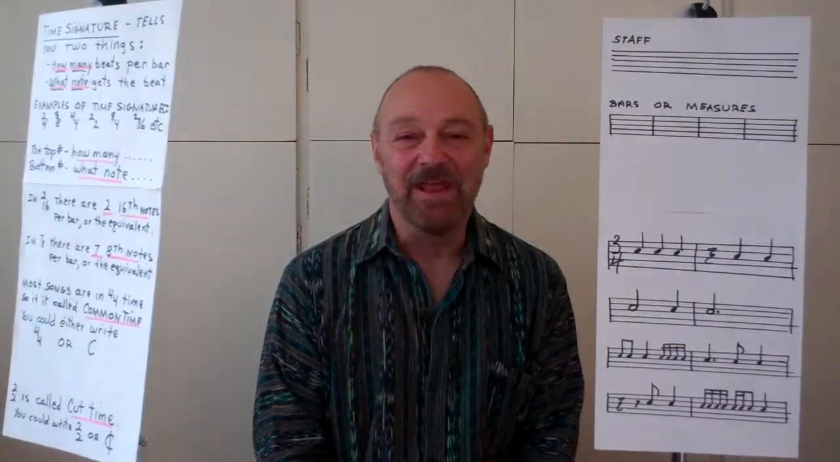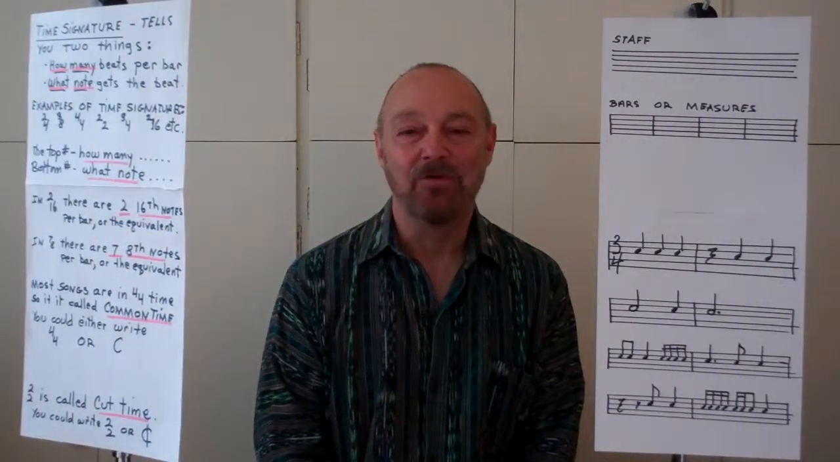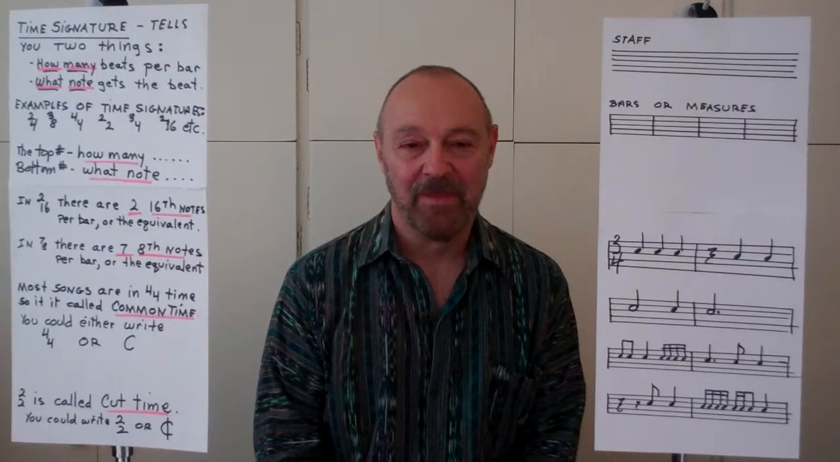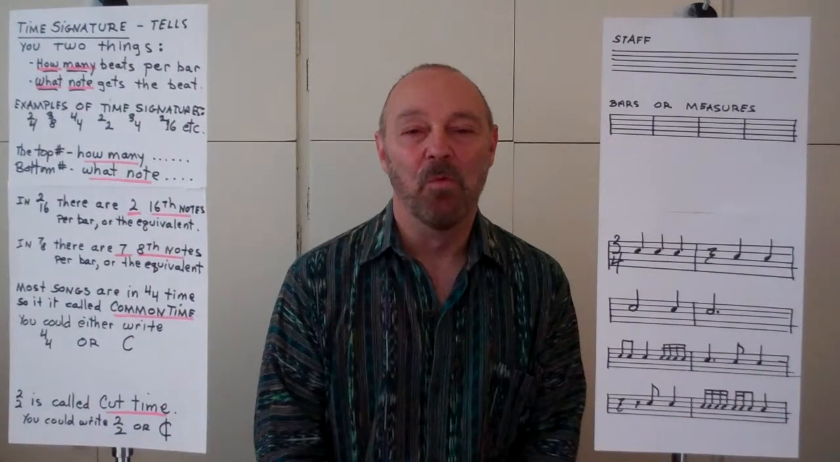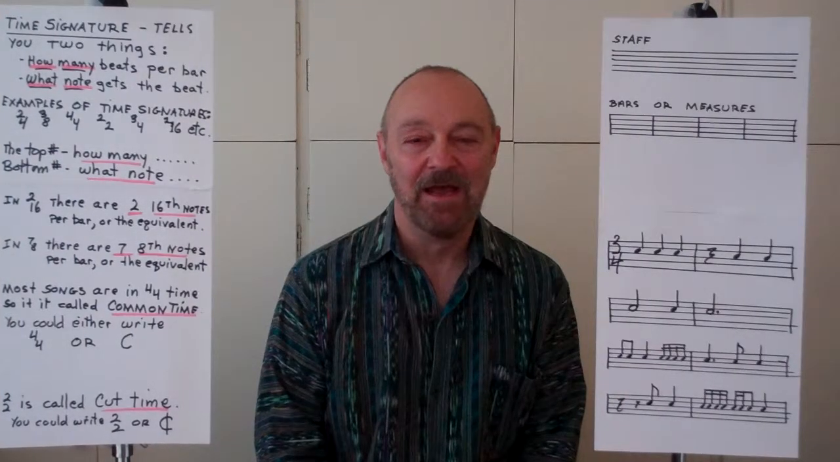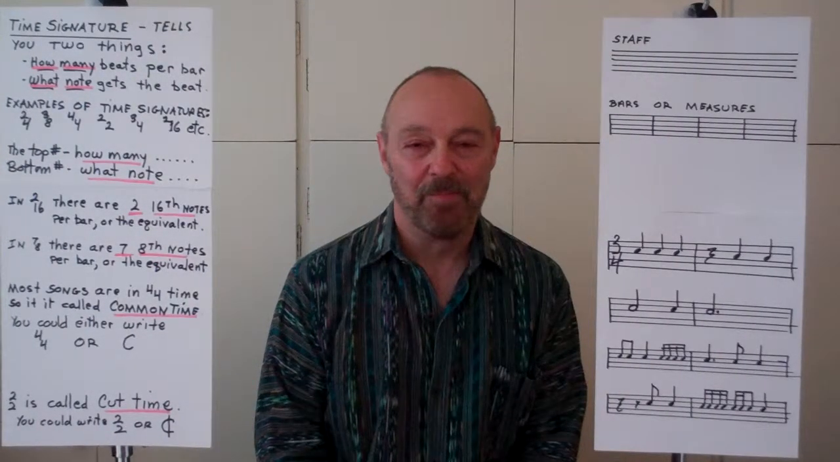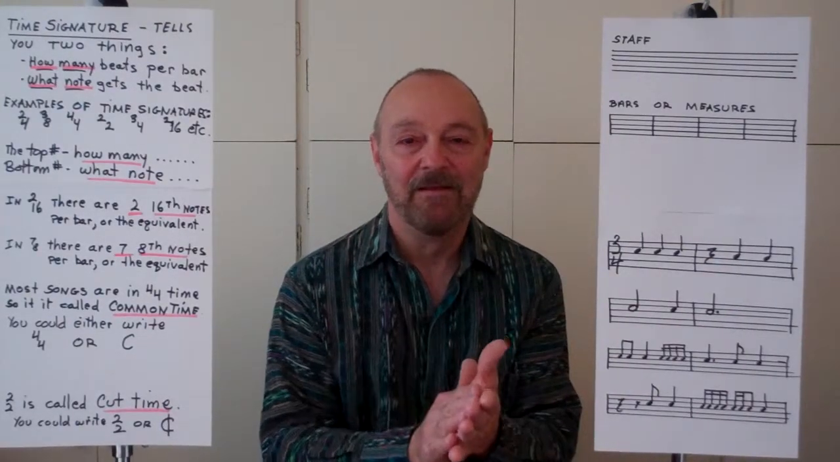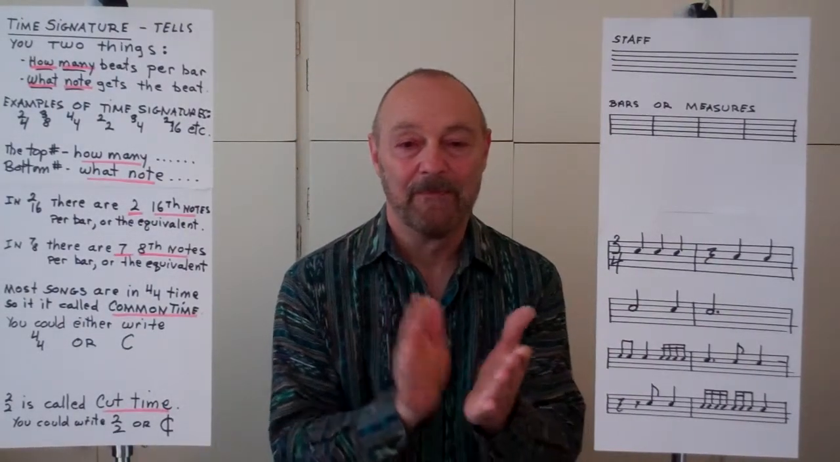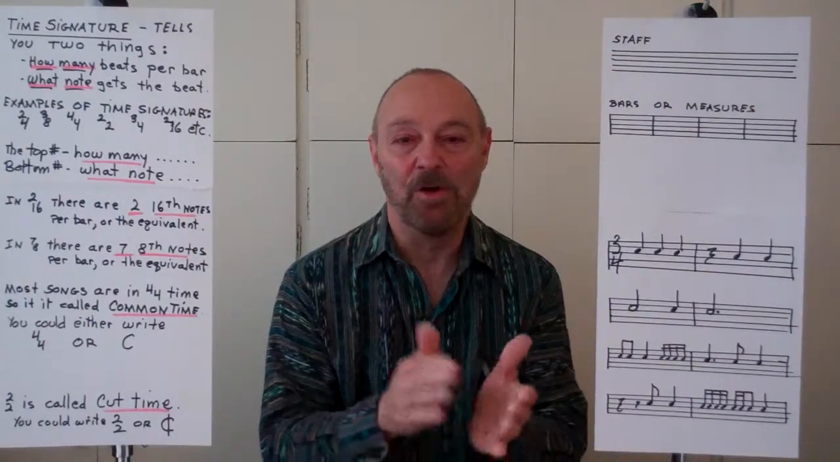This is the second video in my series of how to read music. There are two words I'd like to talk about. One is pulse and the other is rhythm. Pulse means a steady beat. It could be any speed or tempo.